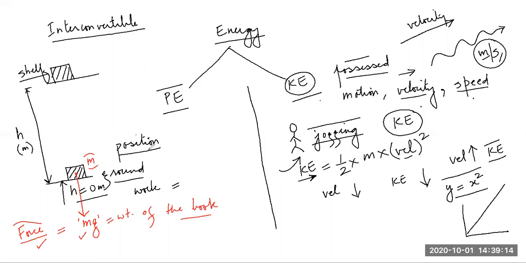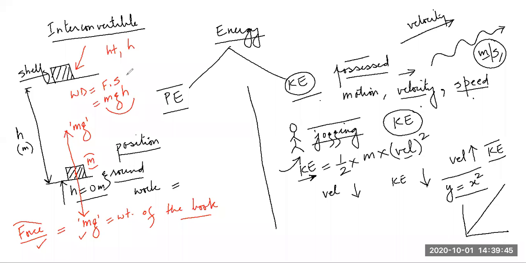You want to take this book up. So how much force you have to apply in upward direction? Same force, mg. And this force you have to apply till how much distance? h. So what is the work done? Force into distance. Force is mg. How much distance you want to raise the book? h.